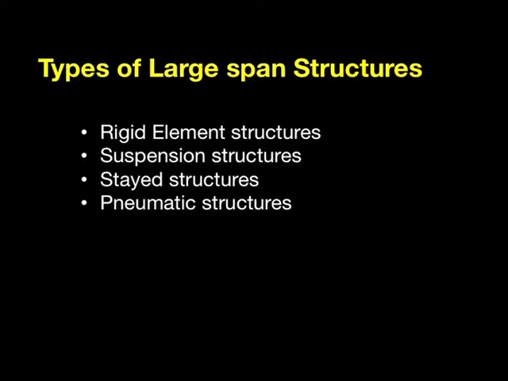We cannot afford to spend 3 meters of height every floor for a non-habitable space. That is why we needed long span structures to reduce the depth of the beam, to make sure that your unusable space is at a minimum level. Types of large span structures: we have rigid element structures, suspension structures, stayed structures, and pneumatic structures.